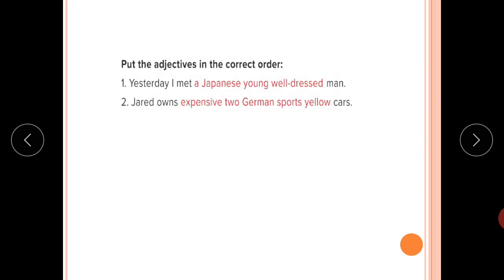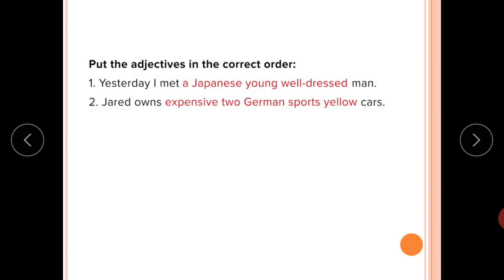The next one, let's see. Put the adjectives in the correct order. Yesterday, I met a Japanese young, well-dressed man. It is not in the right order. Jared owns expensive two German sports yellow car. This is also not in the order. Just try, pause the video and write. Then check your answer.